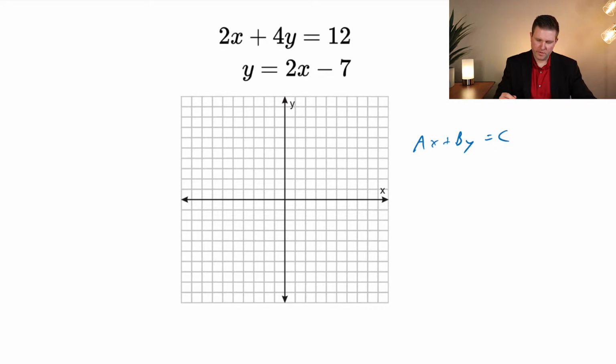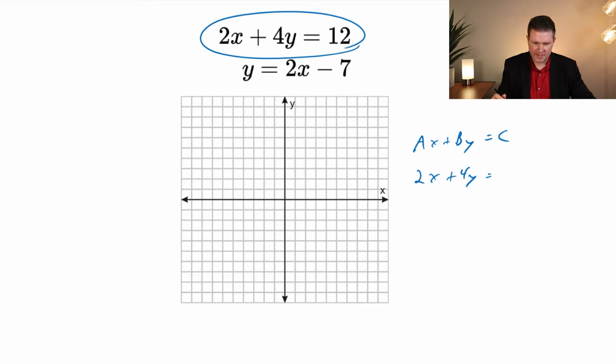So, in this example, we've got 2x plus 4y equals 12 up here. That is in standard form. So we're going to graph that using the intercepts just so you guys are super familiar with that. So I'm just going to write that right below here so you can see that it's in the shape of ax plus by equals c. So not a big deal here.